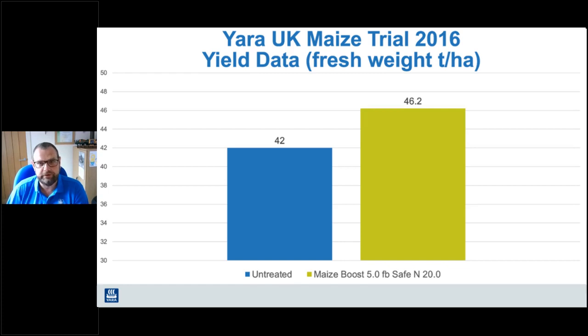But we did do some in 2016, and you can see there we've got the untreated in the blue at 42 tonnes a hectare, and the Maize Boost followed by the Safen, sorry, should I say, was 46, so around a 4 tonne a hectare yield increase.